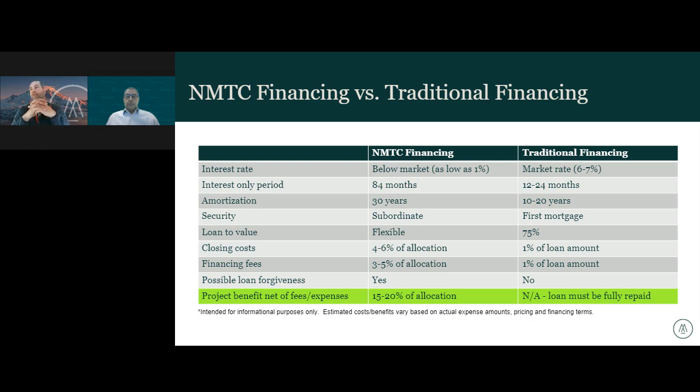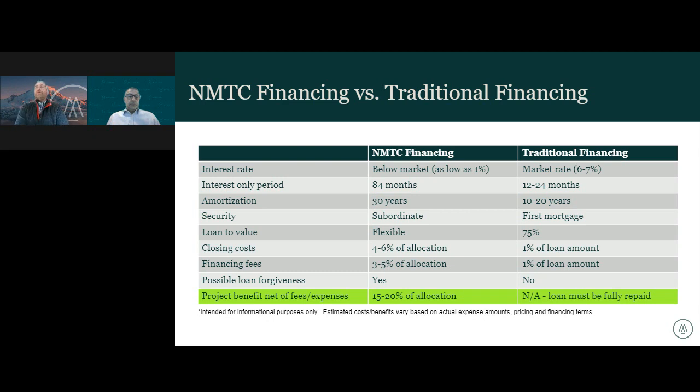One of the things that is a con of new market tax credit financing is that it is expensive. Closing costs are higher. I'm going to show this diagram on the next page. You can see that it's kind of complicated. And so closing costs and financing fees definitely are higher than traditional financing. But this is offset by the last box there that's highlighted in green. There's actually a project benefit that can be forgiven at the end of the 7-year compliance period. And we'll talk about this on the next slide.